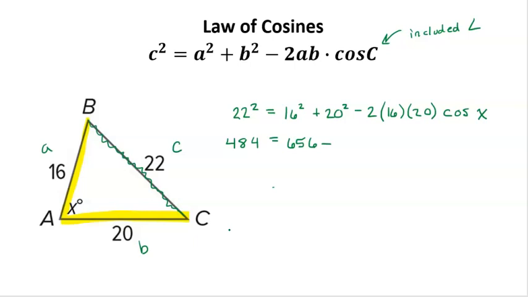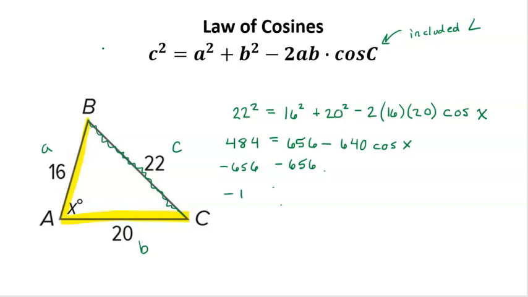And then we know that 16 times 20 is going to be 320, times 2 is going to be 640. And then our cosine of X. And so now to start to try to get X by itself, we can go ahead and get rid of some of this. And so I'm going to subtract 656.